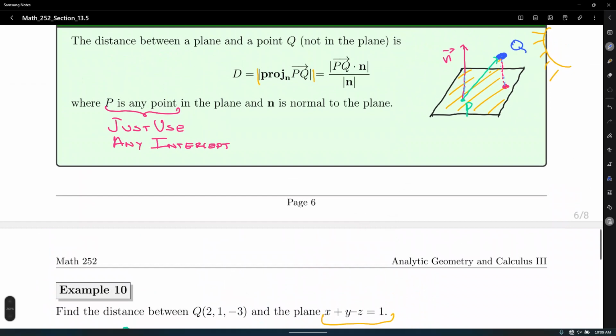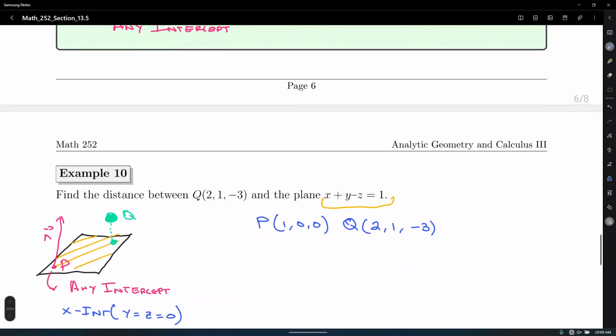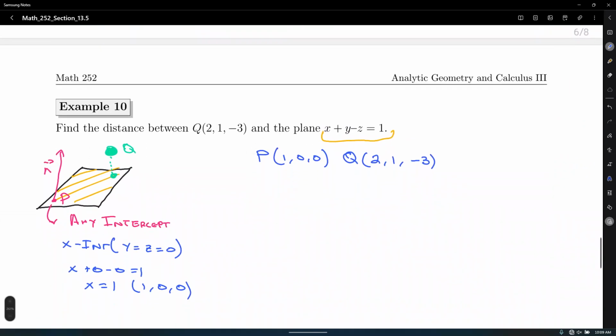We may already create the vector containing those 2 points, because in the formula we need the dot product between vector PQ and the normal vector, the absolute value of it, divided by the magnitude of the normal vector. So PQ equals terminal minus initial for the 3 of them: 2 minus 1 equals 1, 1 minus 0 equals 1, negative 3 minus 0 is negative 3.